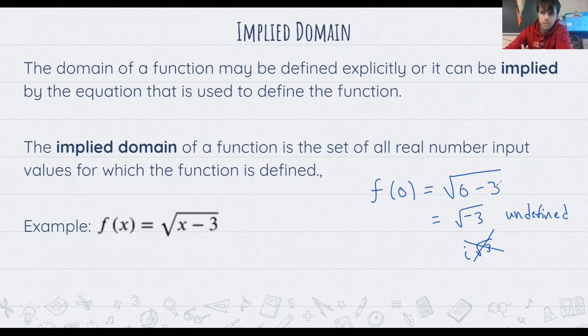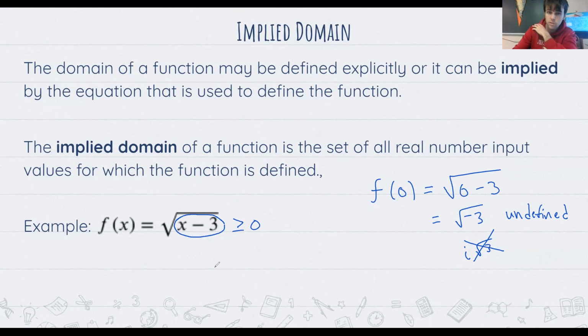But 0 is not the only input, right? There's lots of inputs that would be a problem here. Turns out anything that would cause us to be taking the square root of a negative number, anything that would cause the argument, the radicand, inside the radical symbol here, to be less than 0, which is another way of saying negative, is a problem. We do not allow that. So our domain needs this to be greater than or equal to 0. Right? 0 or positive. So our domain are all values that satisfy this inequality.